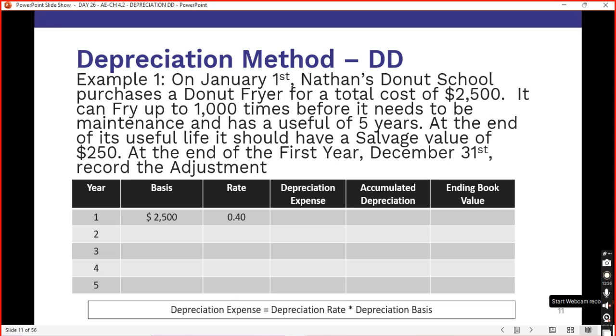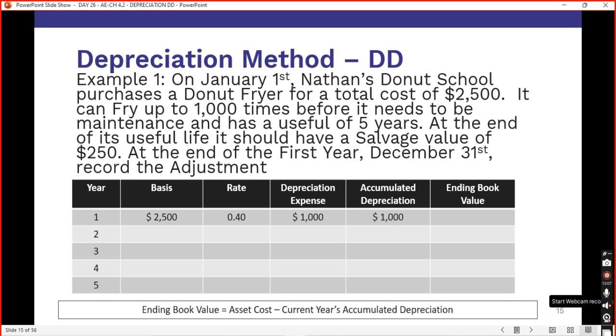Okay, and again, how do we determine the depreciation expense for the year? It's going to be basis times rate. So what is 2,500 multiplied by 0.4? Okay, that's going to give you $1,000. Again, accumulated depreciation is the current year's depreciation expense plus the previous year's accumulated depreciation. Since this is the first year we're depreciating, you don't have a previous accumulated, so it's just going to be the current year's, which is 1,000.